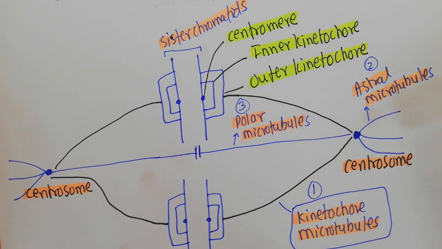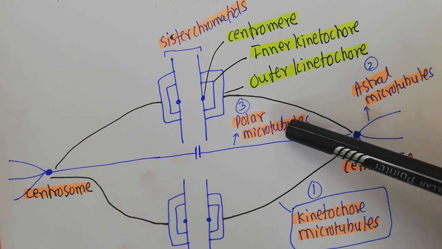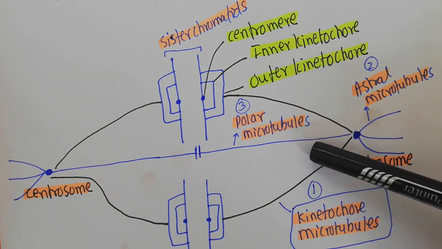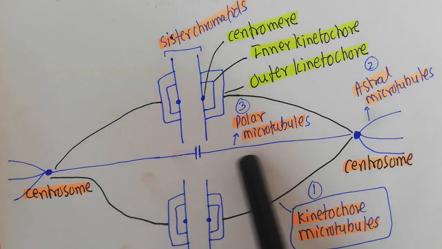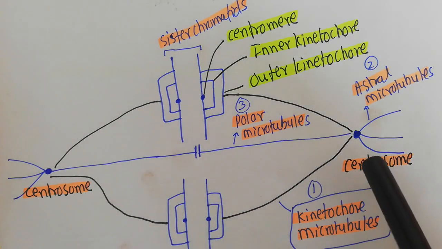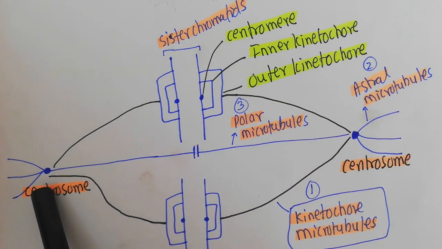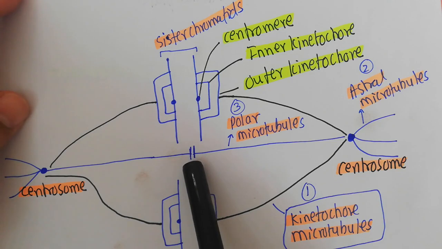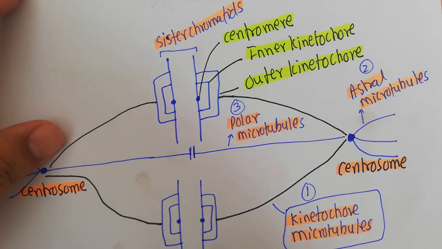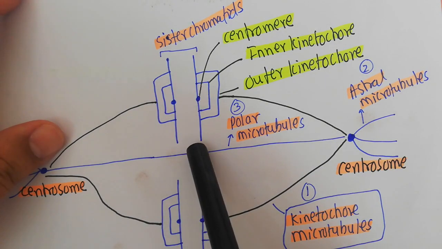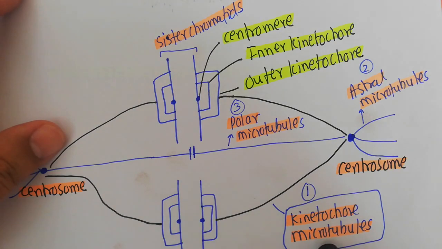Another important microtubule originating from both of these centrosomes is known as the polar microtubule. And as you can see in this diagram, these polar microtubules are not interacting with the sister chromatids, just like the external microtubules, but they are actually interacting with each other. The polar microtubule originating from this centrosome and the polar microtubule originating from this centrosome are in interaction with each other. They are not interacting with the sister chromatids. So the only microtubules interacting with the sister chromatids are the kinetochore microtubules.